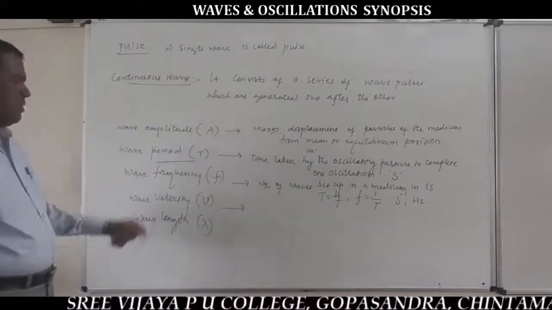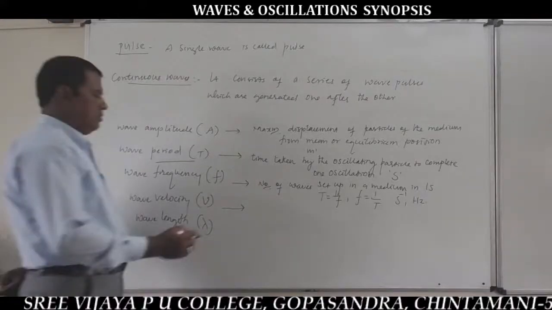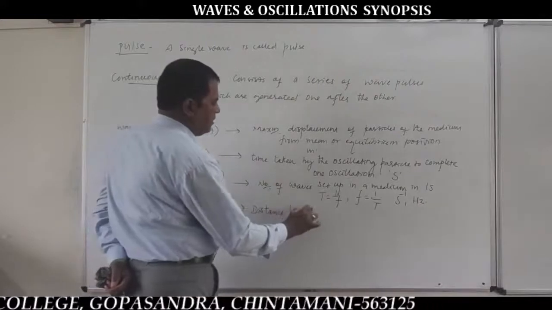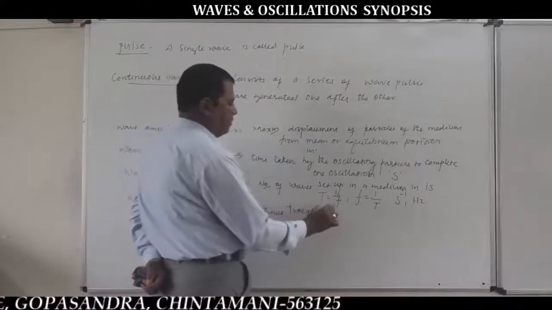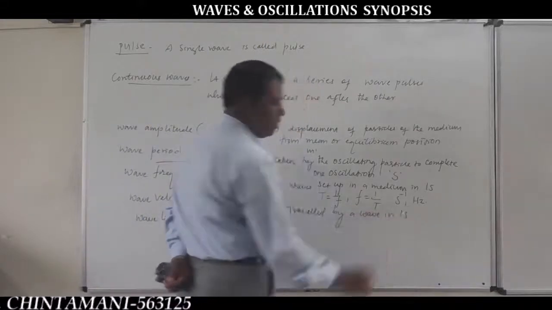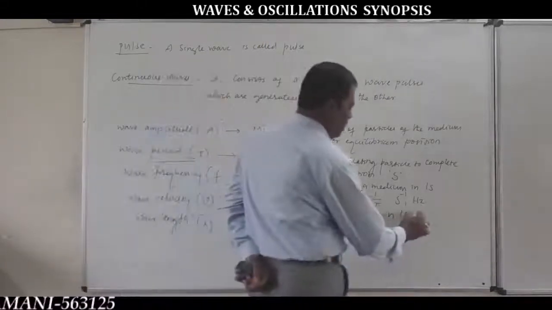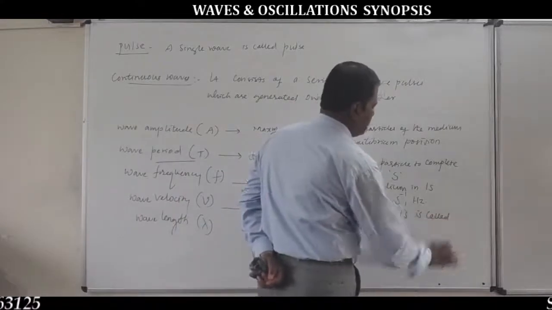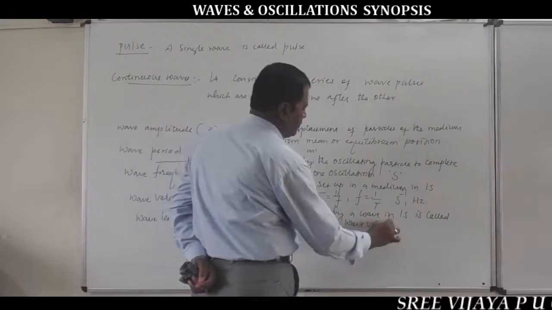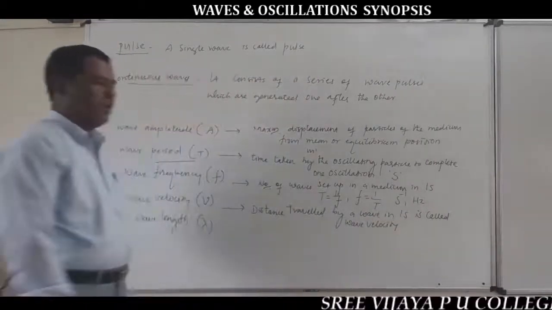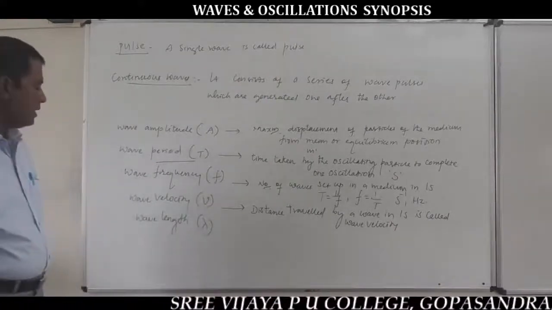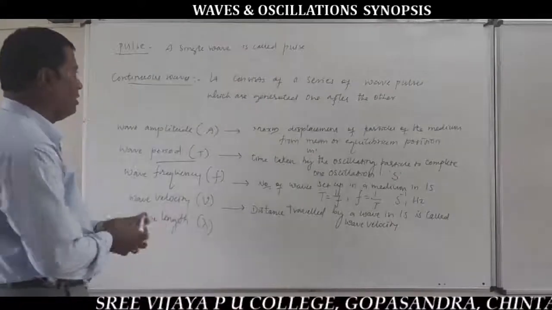The distance traveled by a wave in 1 second is called wave velocity. So the distance traveled by a wave in 1 second is called wave velocity. It is measured in meter per second. Wavelength.